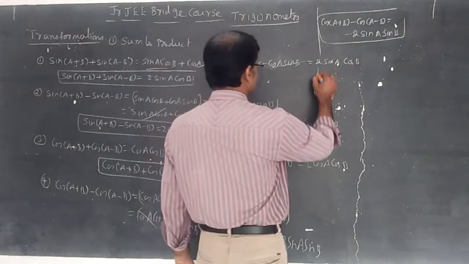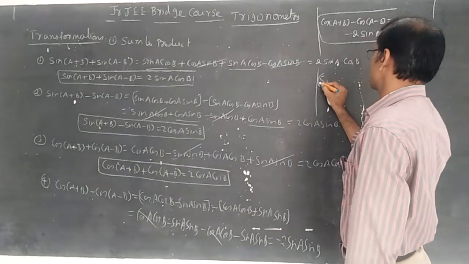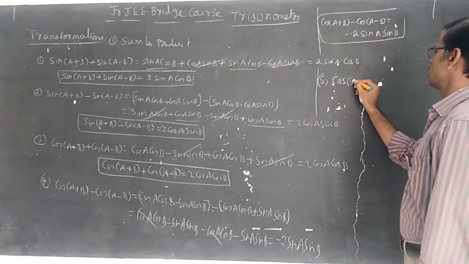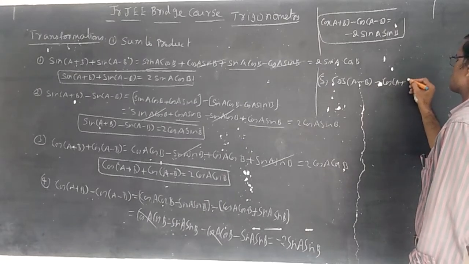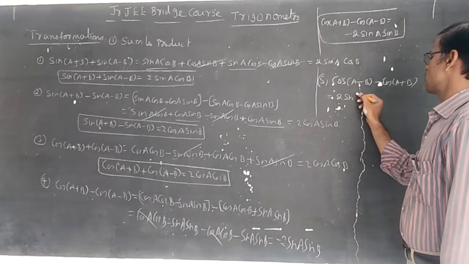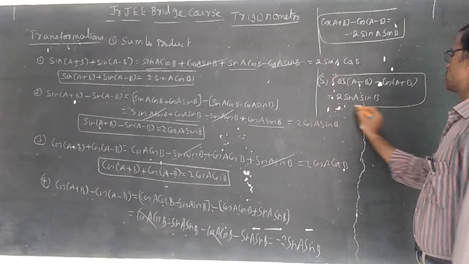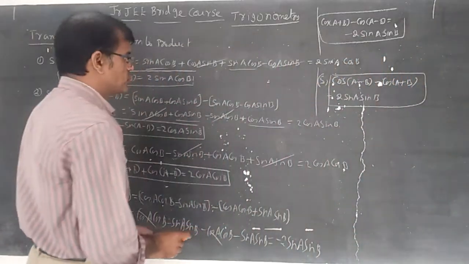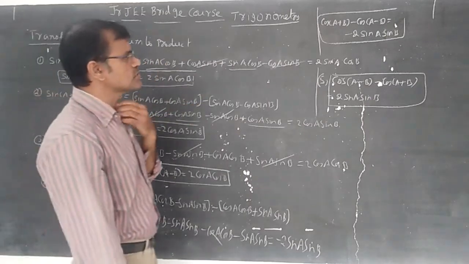Next one, using this one we can create the fifth formula. 1, 2, 3, 4 completed. Fifth formula: if we take minus common in the starting, then you can write here cos of A minus B minus cos of A plus B. Cos of A minus B minus cos of A plus B, you can write it as 2 sin A sin B, which is a positive value. Now we got the transformations, sum to product and product to sum.